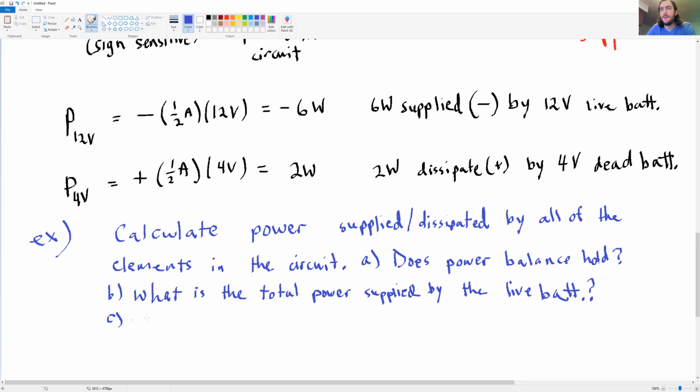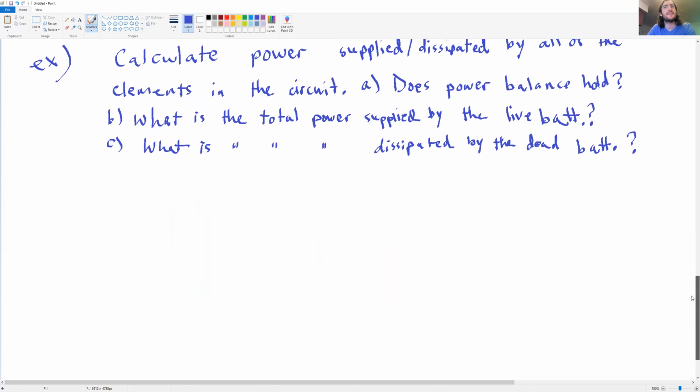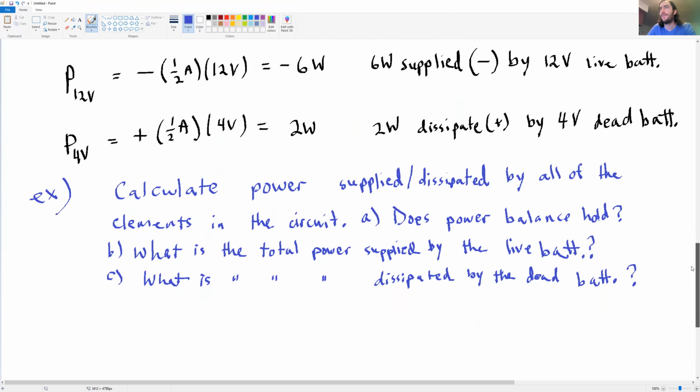And then part C, what is the total power dissipated by the dead battery, right? So again, that includes the internal resistance of the dead battery. Okay, so there's the three-part example for you guys to work on. It's exactly the same circuit that you have already. It's the same exact circuit. You just need to calculate the power for each of those resistors.